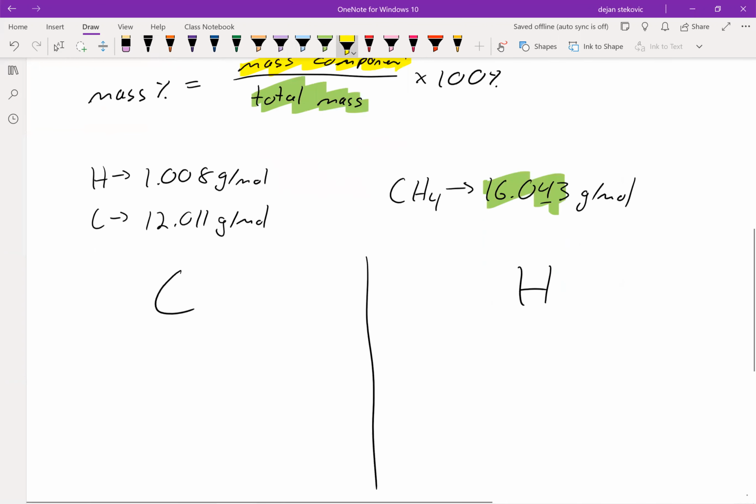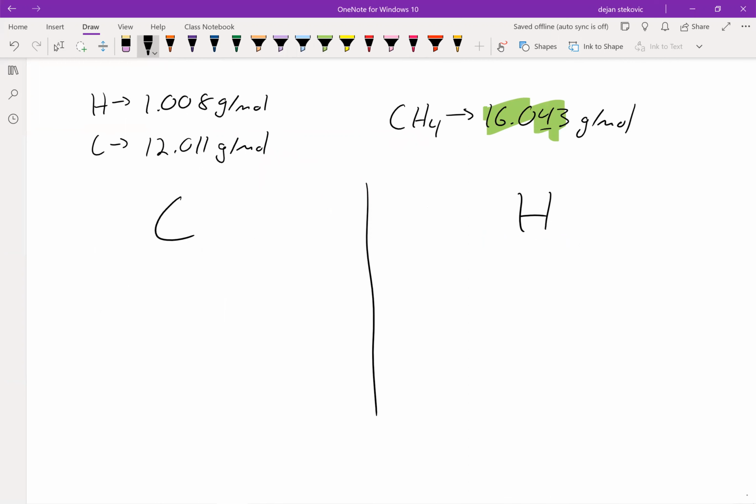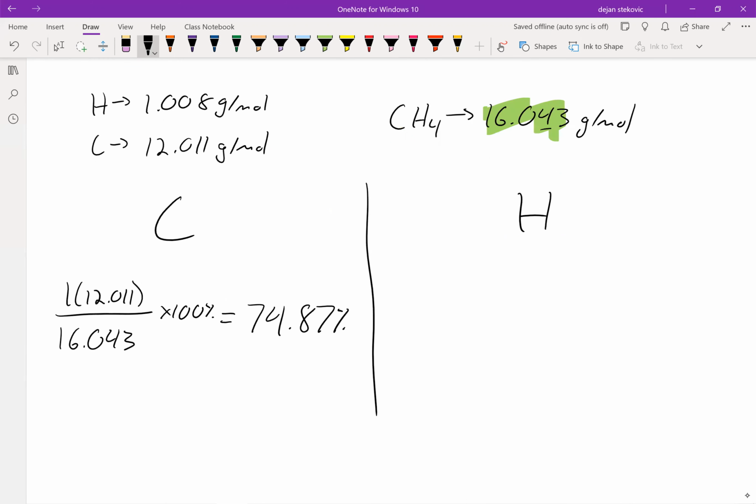So for the carbon side of things, we're going to take the mass of our carbon. We only have one of them, so that's 1 times 12.011 divided by the whole mass, which is 16.043. Multiply by 100%, and we'll get 74.87%. So CH4 is 74.87% carbon by mass.